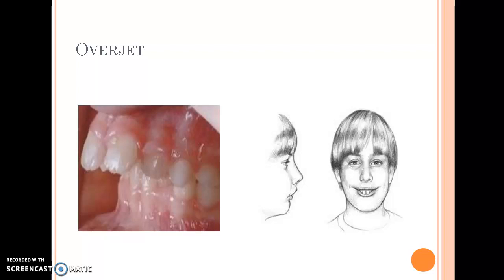And then in the drawing of the young person with this type of issue of overjet, that's kind of what their profile looks like. Their upper lip sticks out a bit. Sometimes their maxillary teeth sit on their lower lip because of how far out their teeth are from their mandibular anterior teeth.